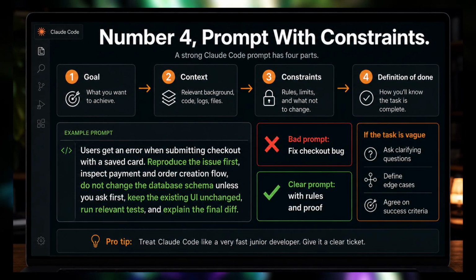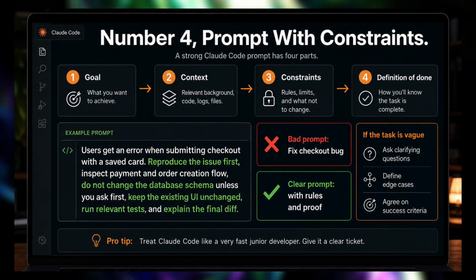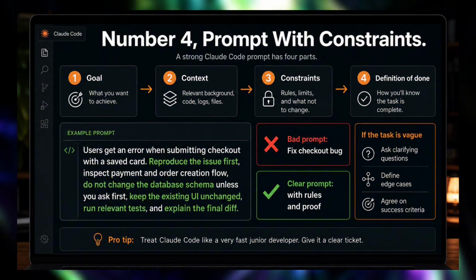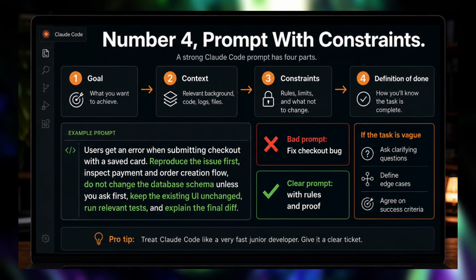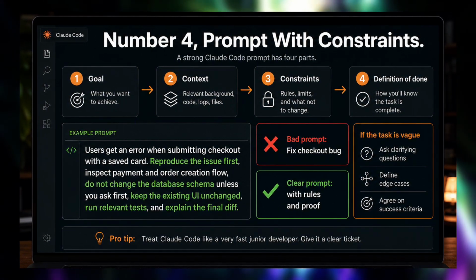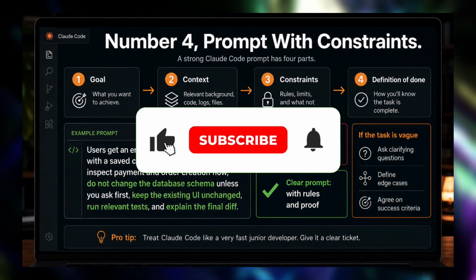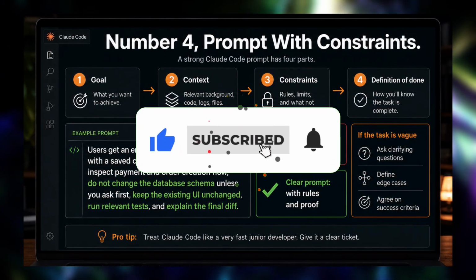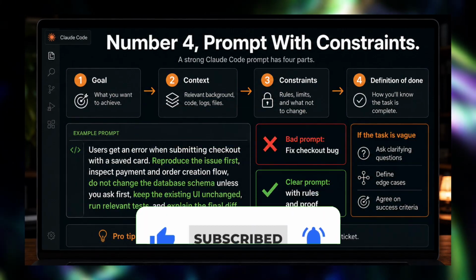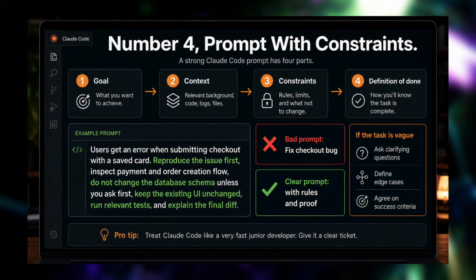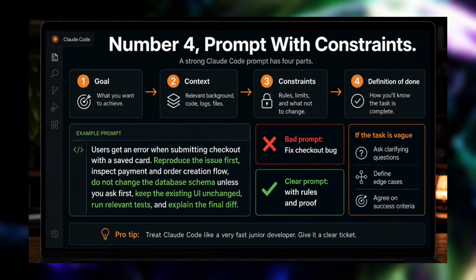For example, do not just say, fix the checkout bug. Say, users get an error when submitting checkout with a saved card. Reproduce the issue first. Inspect the payment and order creation flow. Do not change the database schema unless you ask first. Keep the existing user interface unchanged. Then run the relevant tests and explain the final diff. That kind of prompt prevents random changes. It also makes the answer easier to review.